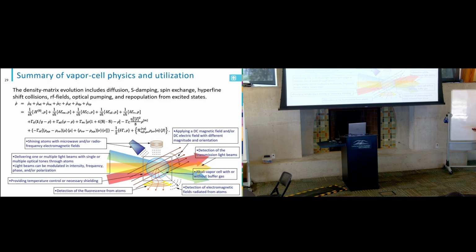And what you have to do, you just shine a laser beam through it, you maybe illuminate the cell with a microwave or RF, apply a bias magnetic field or electric field. You can look at the transmission of the laser beams at different wavelengths, or look at the fluorescence, or even look at the radiation from the atoms in the microwave and RF frequency bands. And that's the way we do sensing applications for different physical quantities with vapor cells. And it's way simpler compared to cold atom systems.